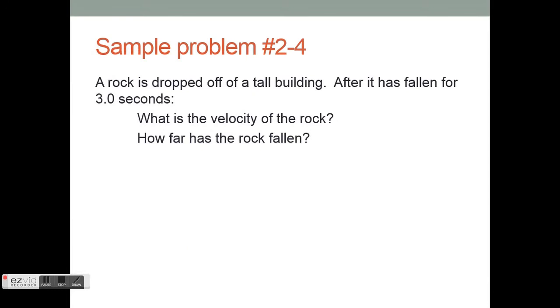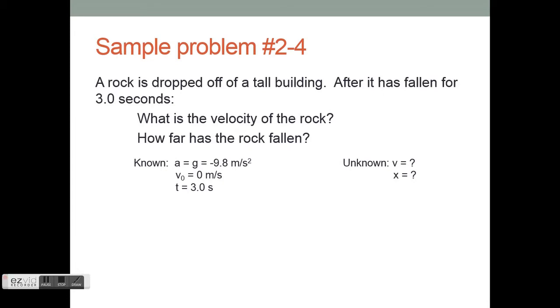Let's do a couple of sample problems. The first one deals with dropping a rock off a small building, and let's say the rock has fallen for 3 seconds. I want to figure out what the velocity of the rock is when it hits the ground, and how far the rock fell. I can use a very similar technique to what we used before in my kinematics problems. Read the problem, identify knowns and unknowns.